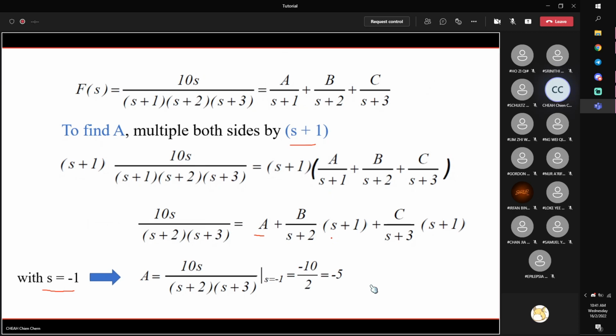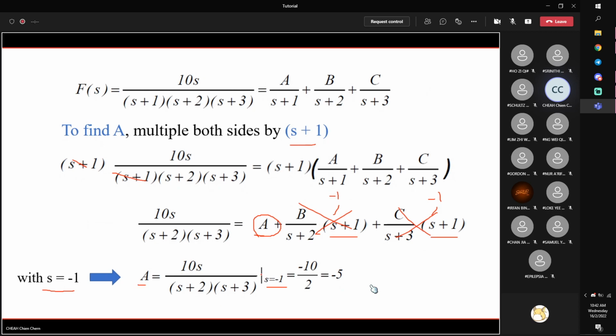The nice thing is that this term and this term, after you put s equal to -1, become 0. So you only end up with A. So A is the value of this. This also cancels out. So A is the value of this term when s is equal to -1. And you can check that it's actually equal to -5 in the end.